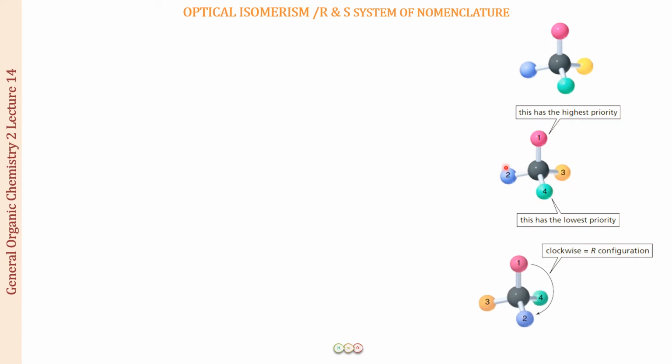Okay, so 1 is going to be the group of highest priority, and 4 is the group of lowest priority. Here, what you can see in this projection is that 1 and 4 are the vertical groups, coming towards us, and 2 and 3 are projecting backwards; they are the horizontal ones. Okay, so this is how we understand the model.